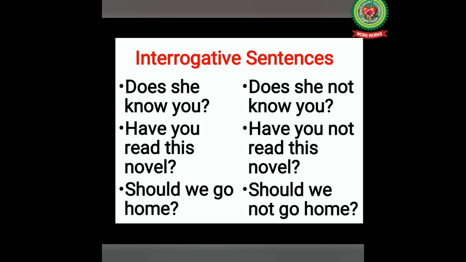Okay, let's discuss interrogative sentences. Interrogative sentences are made negative by placing the word not next to the subject. Okay, look at example number 1.